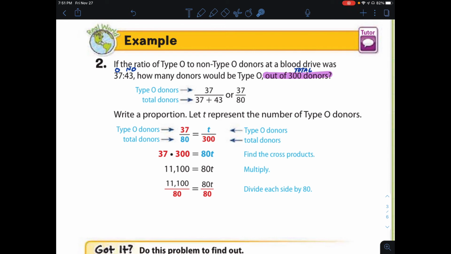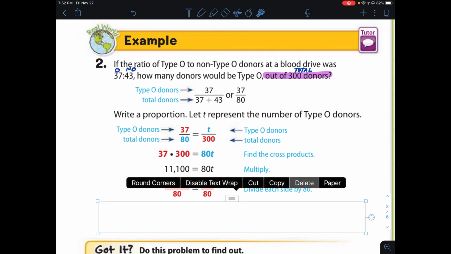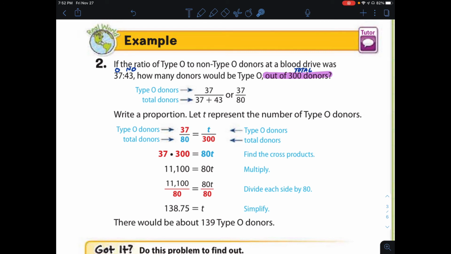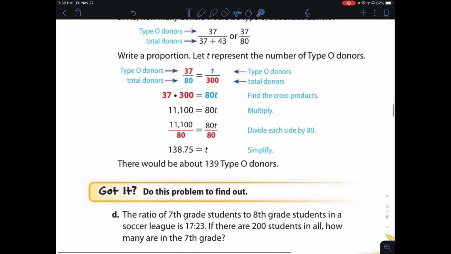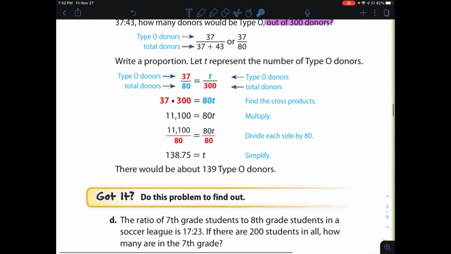So 11,100 over 80 and 80t over 80. The 80 will cancel out, and you're only left with the value of t. 11,100 divided by 80 is 138.75. So the value of t is approximately 139, because we round to the nearest person: 139 type O donors. Now the got it problem is very similar to example 2, and let's see if you get example number 2.